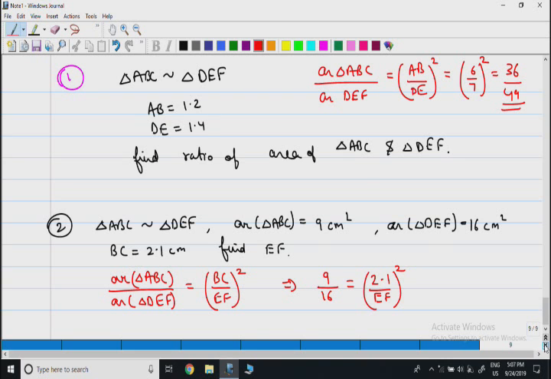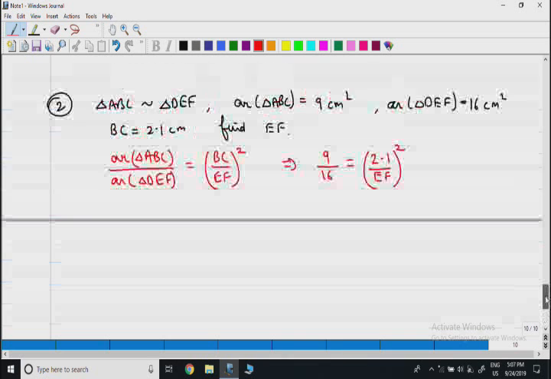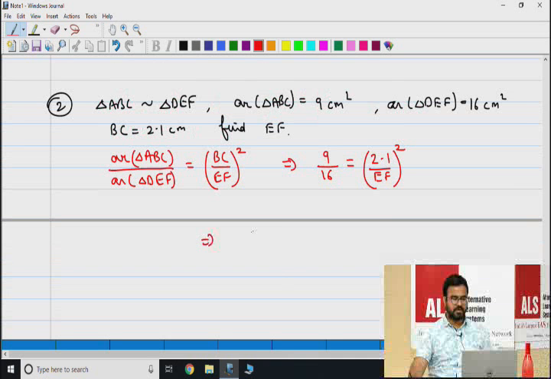So if it is whole square over there, we have to take the square root on the left hand side. When you take the square root, it becomes 3 over 4 is equal to 2.1 over EF. 3 will cancel out 2.1, 0.7 times. So EF is equal to 2.8.